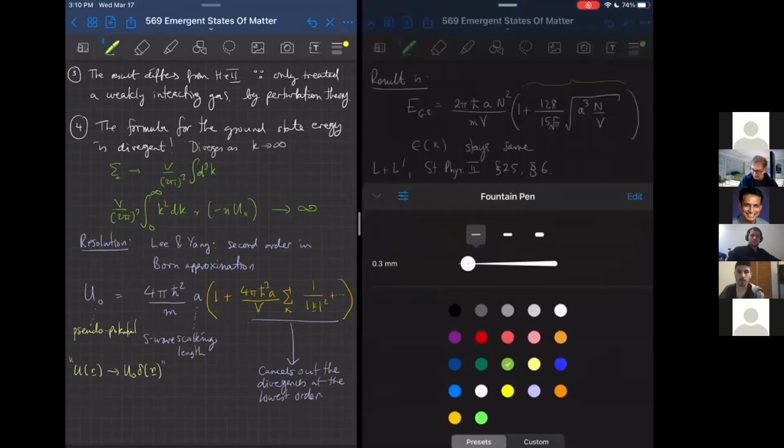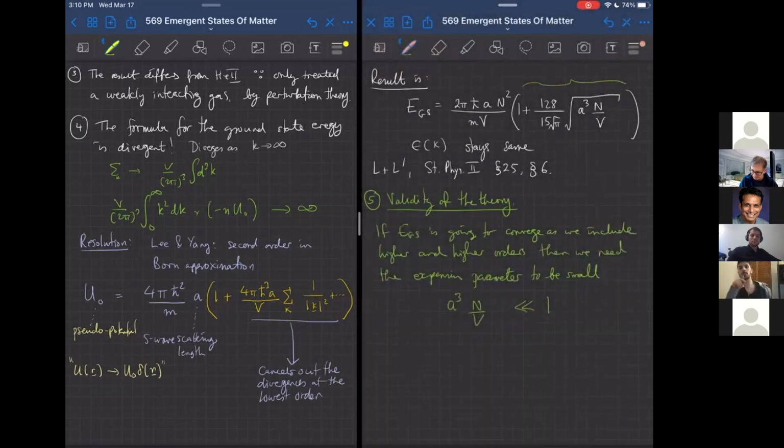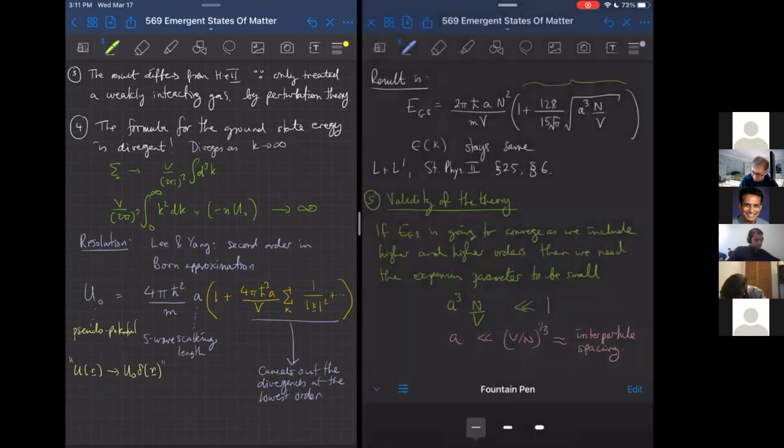And what does a cubed times N over V correspond to? This obviously means that a should be much smaller than V over N to the 1/3. I.e., a is much less than (V/N)^(1/3). And this thing here is basically the mean interparticle spacing. And a is the S-wave scattering length. And so what that means is that we're in the limit where we have weak scattering.